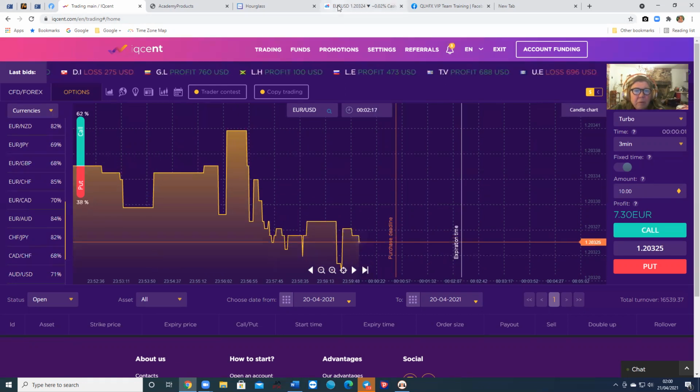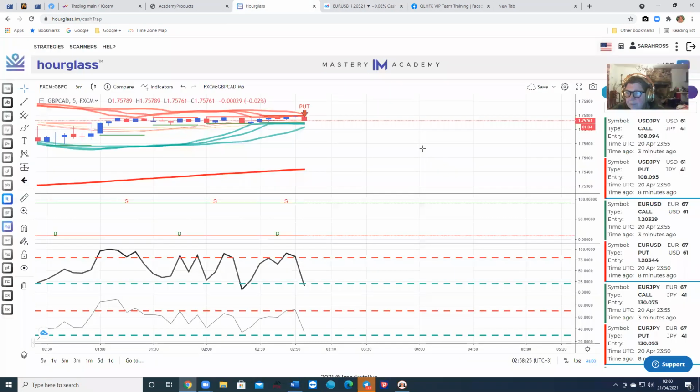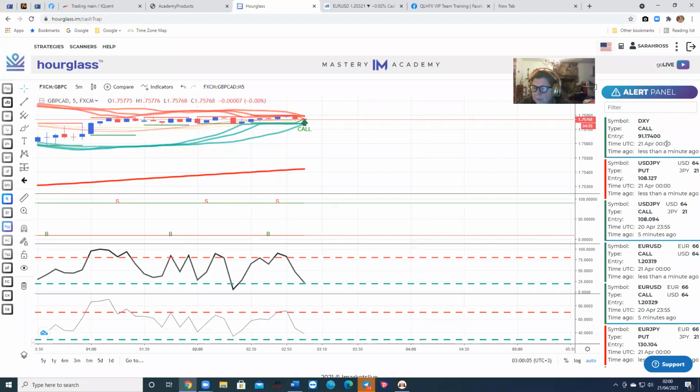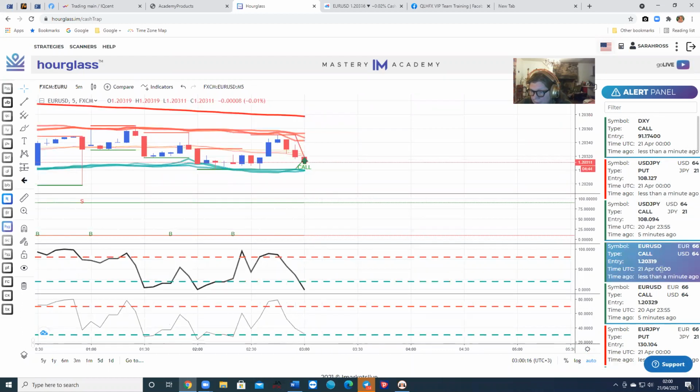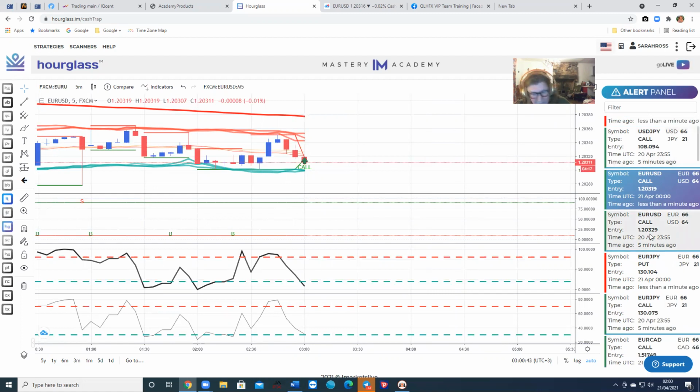So I'm going to come over to HourGlass, and the DXY is a call. We're on the 2 o'clock open of Tokyo candle. We have got Euro USD as a call, but we've got the moving average above, and we've got it heavily oversold. We've got it coming down to that Bollinger Band and that line of resistance. So we will get the Japanese candles move, but I don't really want to. So we'll look at Euro JPY, see what happens at the open of Tokyo on those candles.